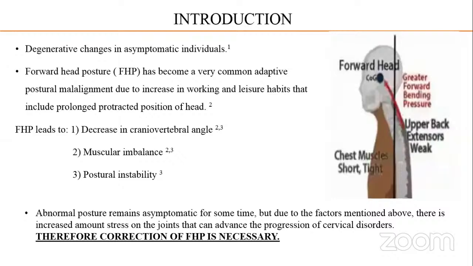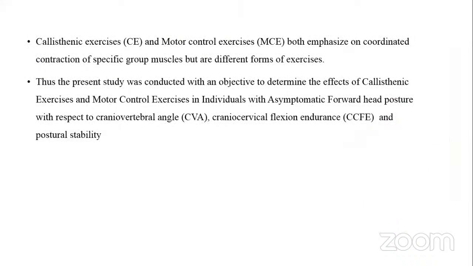The normal center of gravity, which should pass through the tragus of the ear, shifts forward. Abnormal posture remains asymptomatic for some time, but can advance to progression of cervical disorders. Therefore, correction of forward head posture is necessary. Calisthenic exercises and motor control exercises are different forms of exercise, but they both emphasize specific muscle contraction. That is why the aim of the study was to compare these two forms of exercises in forward head posture.